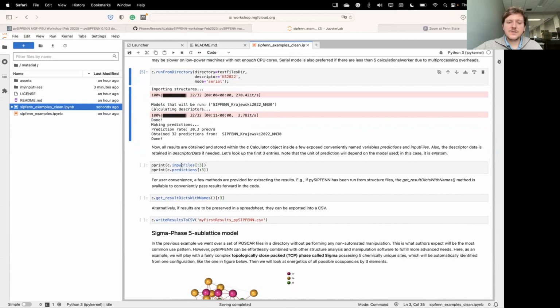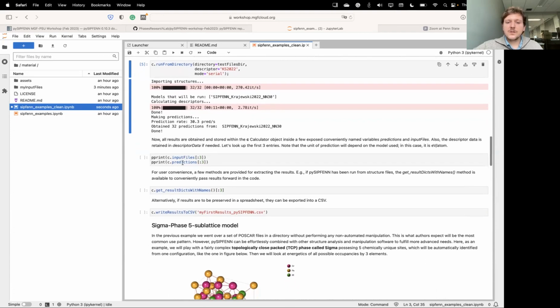We can look at the first, there are a couple variables that this class now possesses. One of them is the input files with all of the names of files that we used for the testing, and then the predictions that it obtained.